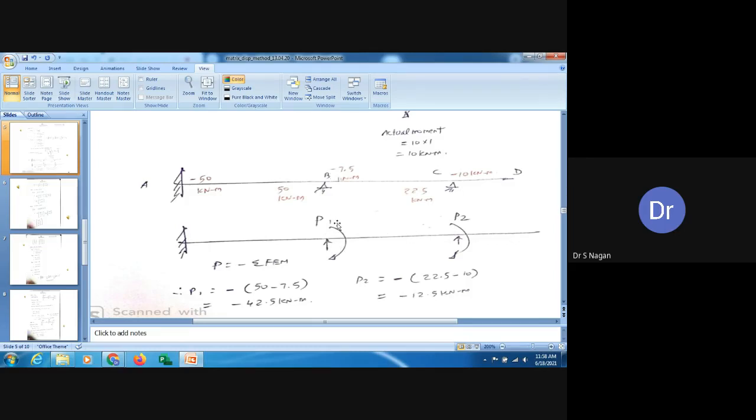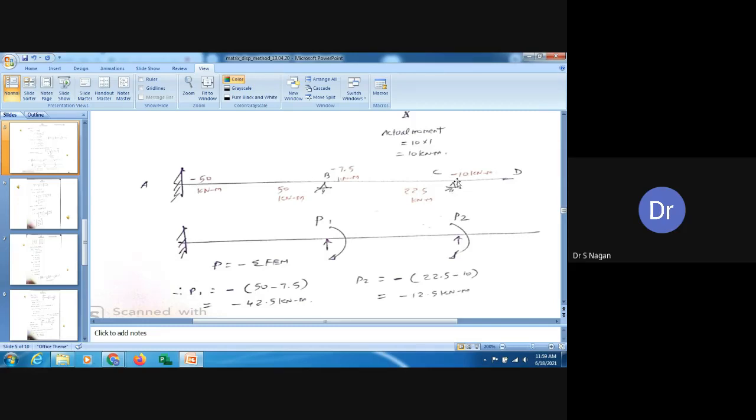Now if we compare, at B we have P1, and P1 equals minus of the sum of fixed end moments. So P1 equals minus of 50 minus 7.5. Similarly, P2 equals minus of 22.5 minus 10. So this will accommodate the overhang portion. P1 value is minus of 50 minus 7.5, and P2 value is minus of 22.5 minus 10. So this is the change in case we have an overhang portion.